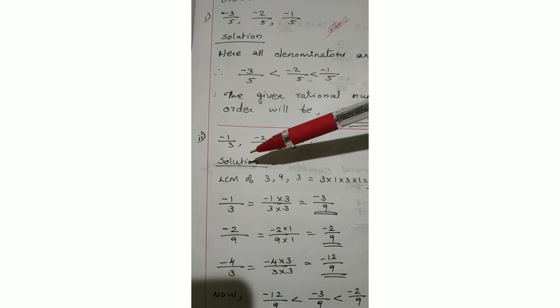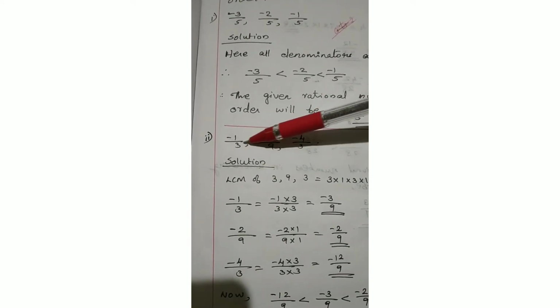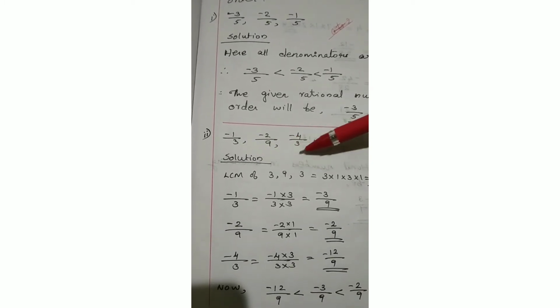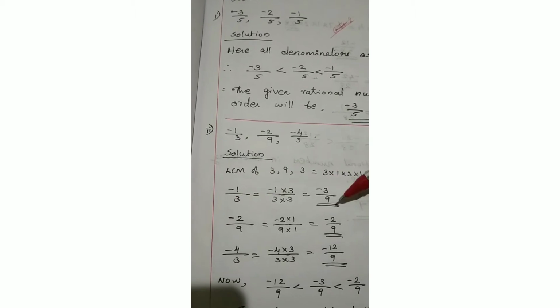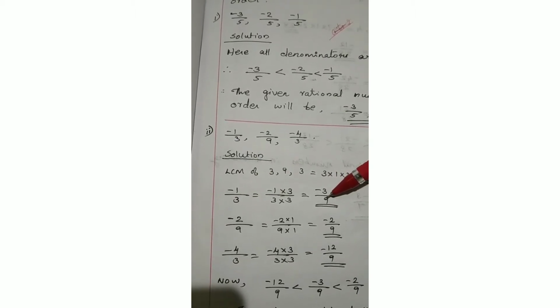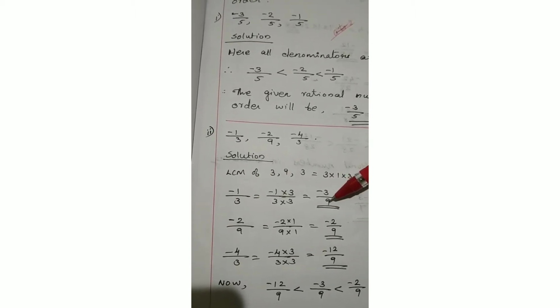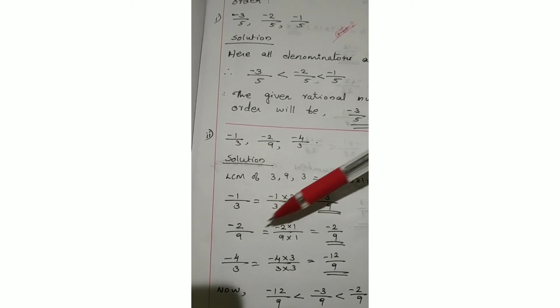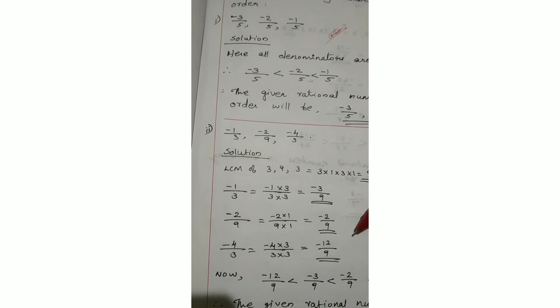So the next step is we have to convert all these rational numbers into the LCM as the denominator. So negative 1 on 3 we have to convert into denominator 9, so negative 3 on 9. Then negative 2 on 9, the denominator is 9 itself. This step is not necessary, but if we do this, it will be easy for us to understand. So try to do this step also.